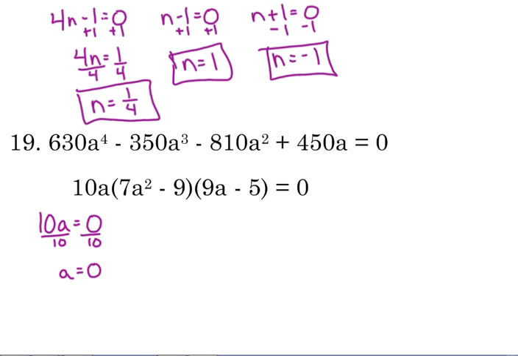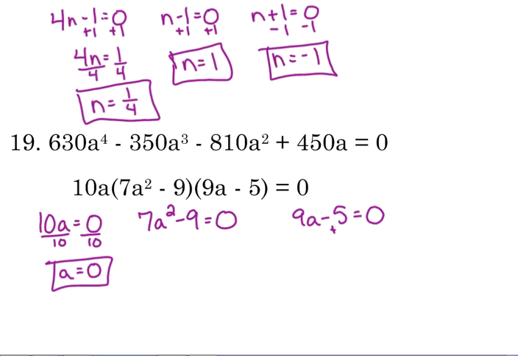So a equals 0 is one of our solutions. If we look at the equation, if we plug a 0 in for all those a's, then all the terms are going to be equal to 0. So we know that one works. 7a squared minus 9 is equal to 0. 9a minus 5 is equal to 0. I'm going to solve the easiest one down here. 9a equals 5, divided by 9. A equals 5/9.